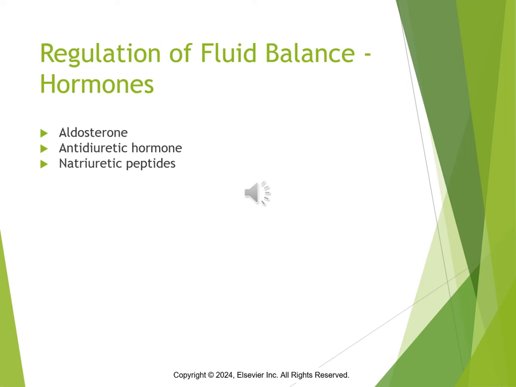If we have an increase in plasma sodium, this is going to result in shrinkage of the osmoreceptor cells in the hypothalamus, and then that's going to trigger your ADH release. ADH is going to act on your kidney nephrons, resulting in reabsorption of fluid by those distal tubules and return of that fluid to the blood to allow us to dilute those solutes.